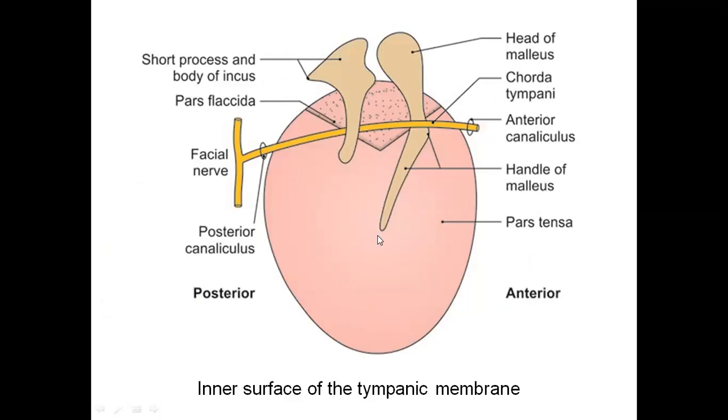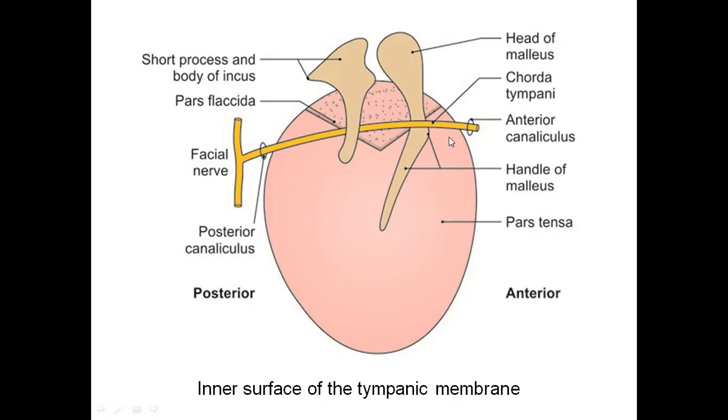This is the handle of malleus. The place where we have maximum convexity of the tympanic membrane is at the attachment of the handle of malleus, which is called the umbo. The upper part of the tympanic membrane is loosely attached. It is lax, hence called pars flaccida, and the lower part is very tightly stretched. You call it pars tensa, isn't it?